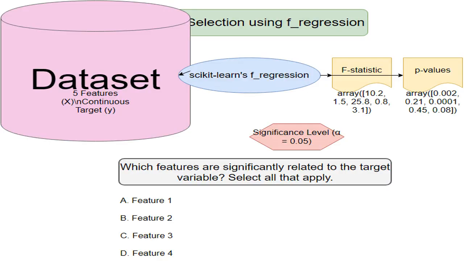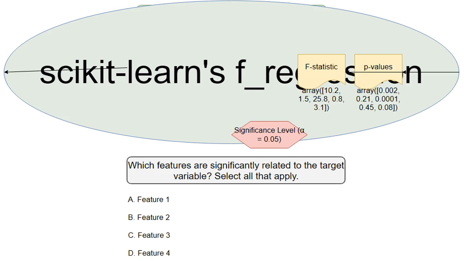I'm using a dataset with 5 features, things I'm measuring, and 1 continuous target variable, the thing I want to predict. Think of it like trying to predict house prices, the target, based on features like size, location, number of bedrooms, etc. I'm using a statistical function from the scikit-learn library called f_regression. It helps me figure out which features are most important for predicting my target variable.